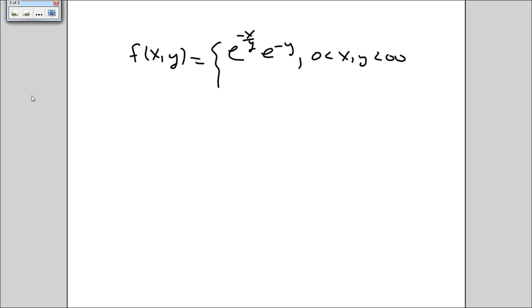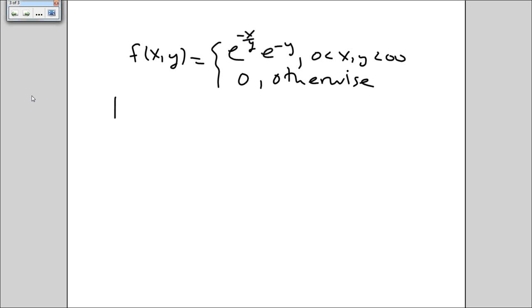Alright, suppose that the joint density of x and y is given by the following. f of x, y is equal to a piecewise function. Sometimes it's e to the negative x over y times e to the negative y, and this happens as long as x and y are positive. And like most times, we'll define it as 0 otherwise or elsewhere.